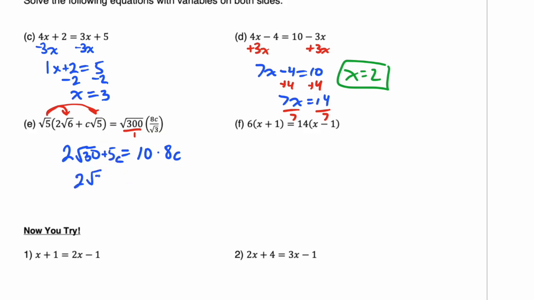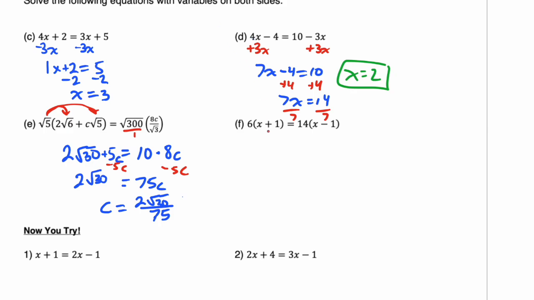So then we've got 2 root 30, and let's subtract 5c from both sides. And actually this is 80c. If you multiply that, 80c minus 5c is 75c. So then you have c is just simply 2 root 30 over 75. Okay, yeah, so we just divide both sides by 75. And of course you can get a decimal if you just use your calculator for that.